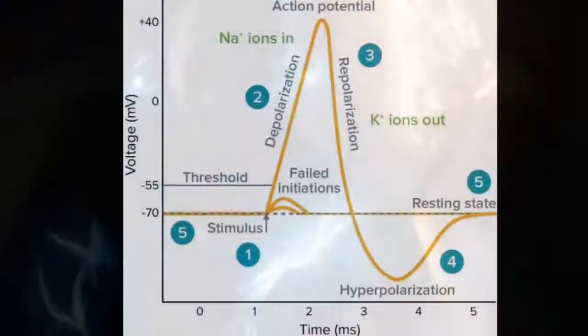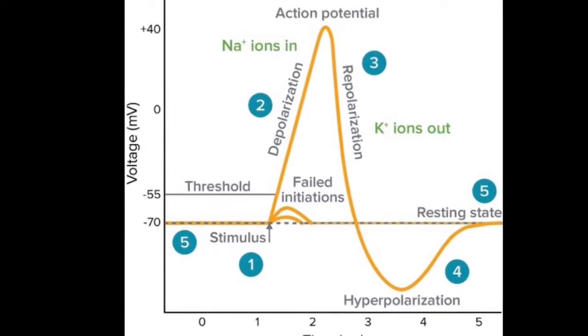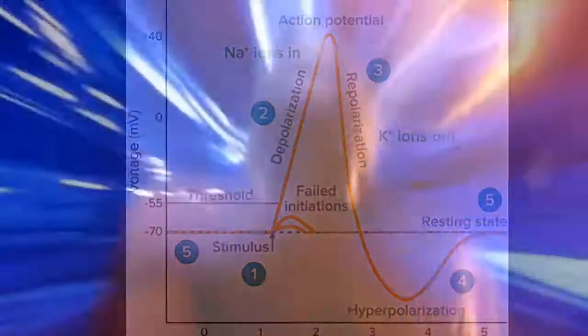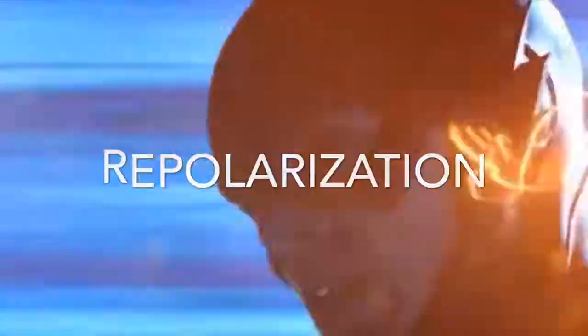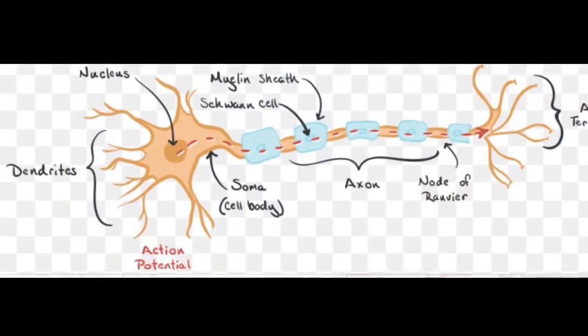The purpose of action potential is to show how a signal travels from one neuron to the next. After a neuron is depolarized, it must become repolarized to send another signal, and the process of action potential begins all over again.